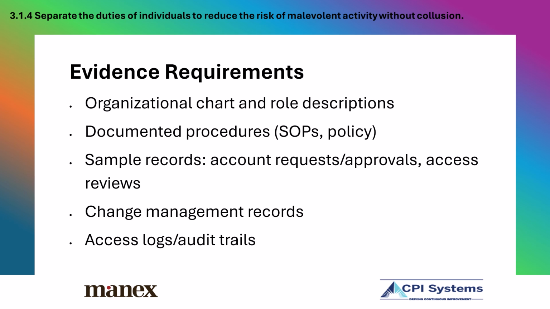Let's look at more evidence that an assessor may request. To prove compliance, you need evidence such as organization charts, which show role separation, documented policies and procedures, completed approval forms for access or changes, records of periodic access reviews, and audit logs that demonstrate that different individuals perform key steps. These artifacts are critical during a CMMC or NIST 800-171 assessment for Control 3.1.4 separation of duties.